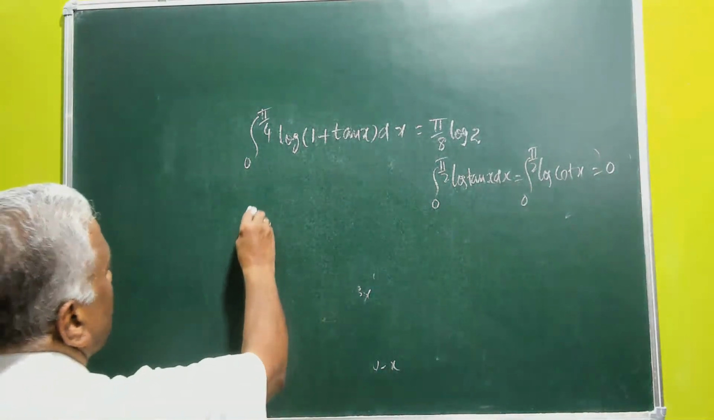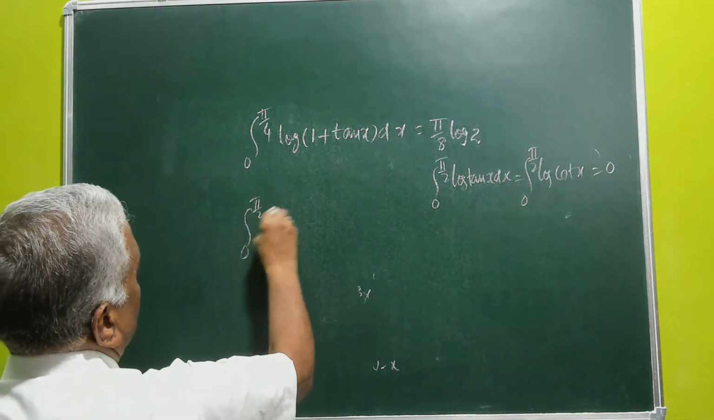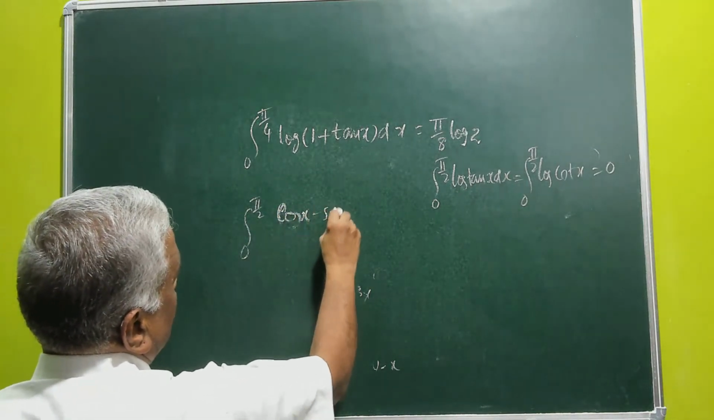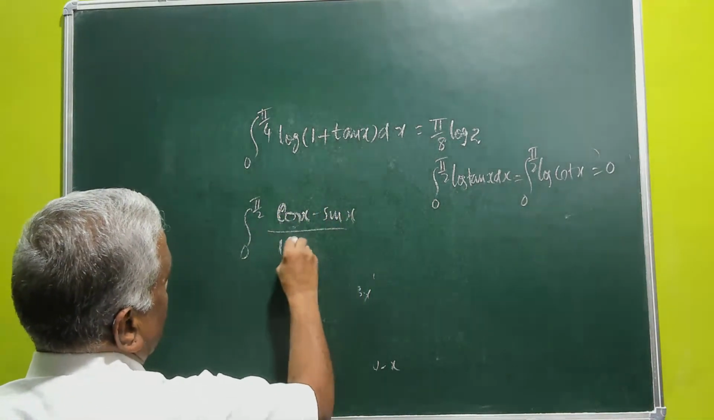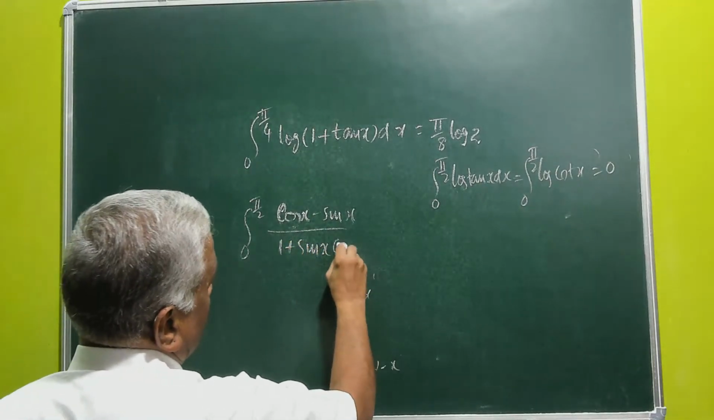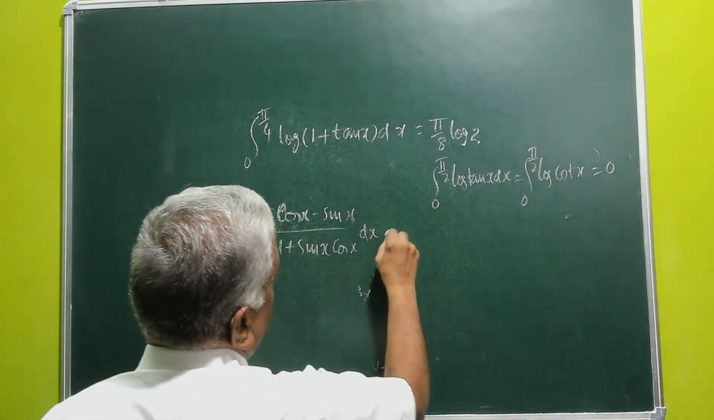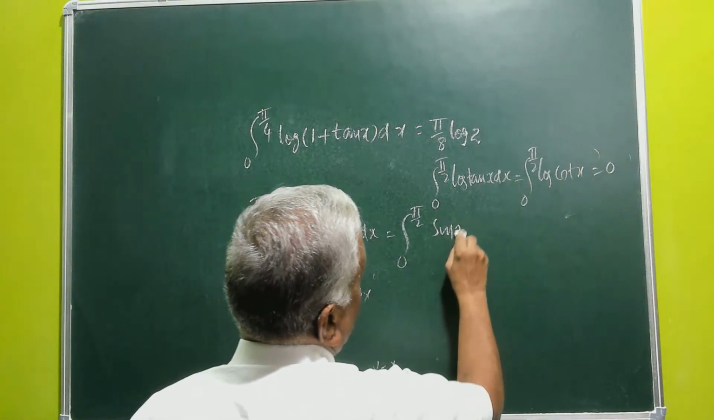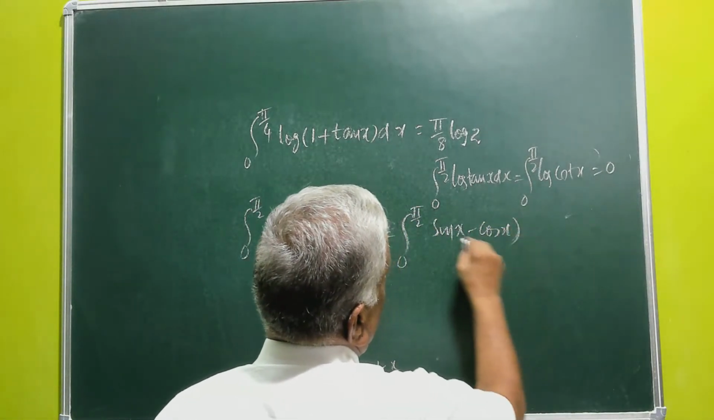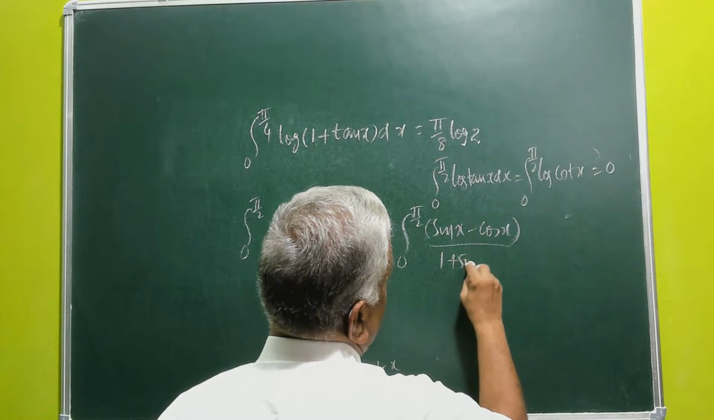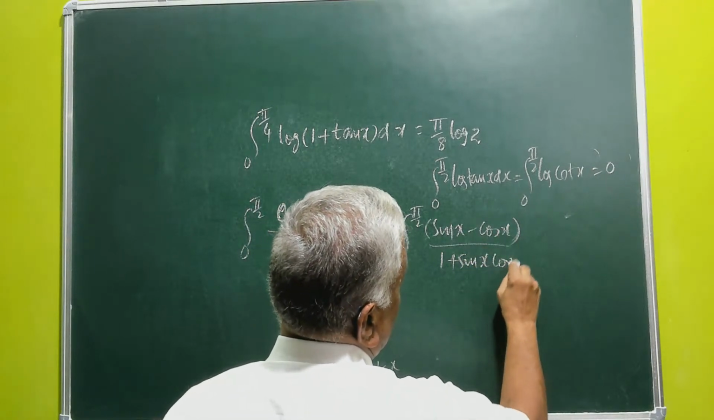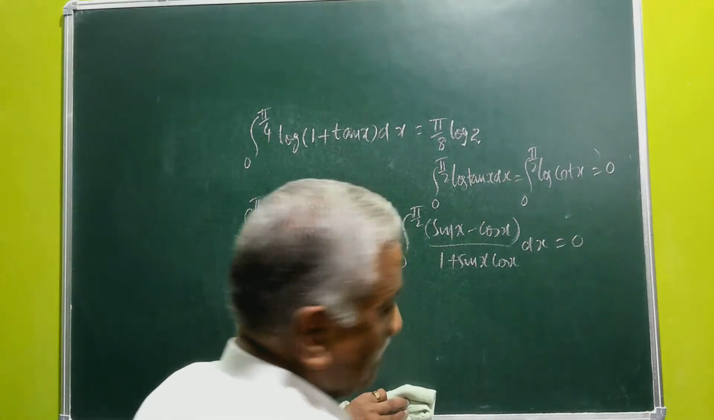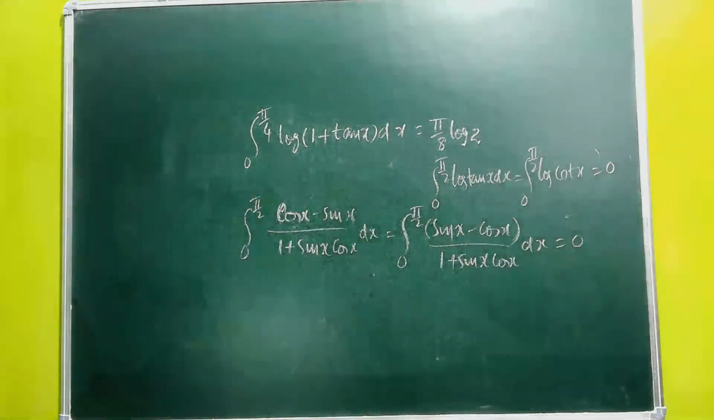Zero to pi by 2, cos x minus sin x over 1 plus sin x cos x, or this is equal to 0 to pi by 2, sin x minus cos x over 1 plus sin x into cos x dx is equal to 0. So if you can remember this, lot of time is saved in the examination.